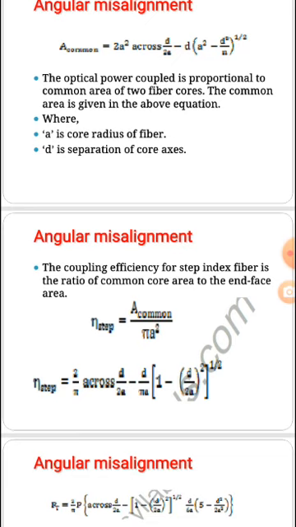That is, the coupling efficiency for the step index fiber is equal to A common by pi A square, and here pi is a mathematical term, and A is the radius of the core. Once again it can be expressed like this: 2 by pi cos inverse D by 2A minus D by pi A into 1 minus D by 2A square, again under square root. This is for the angular misalignment. The angular misalignment is more common in practice compared to the other two misalignments.